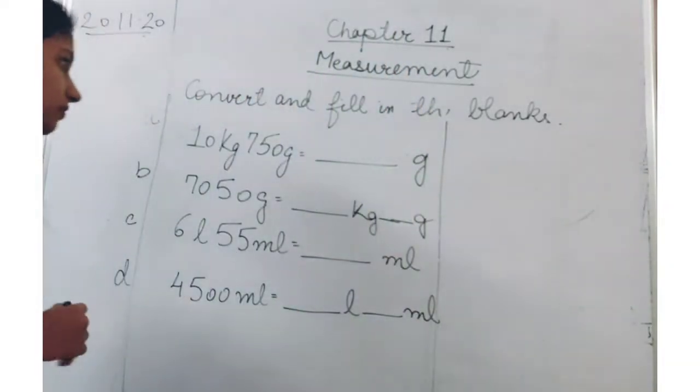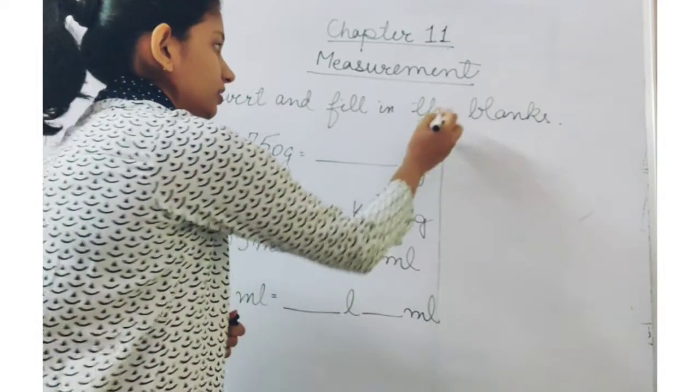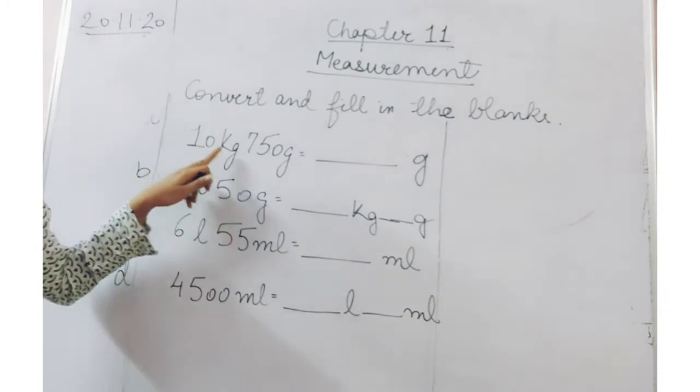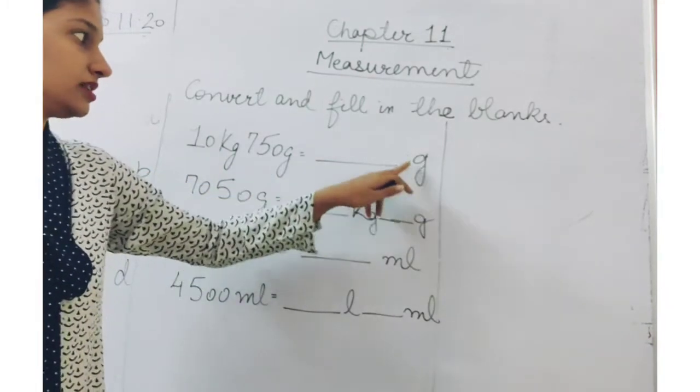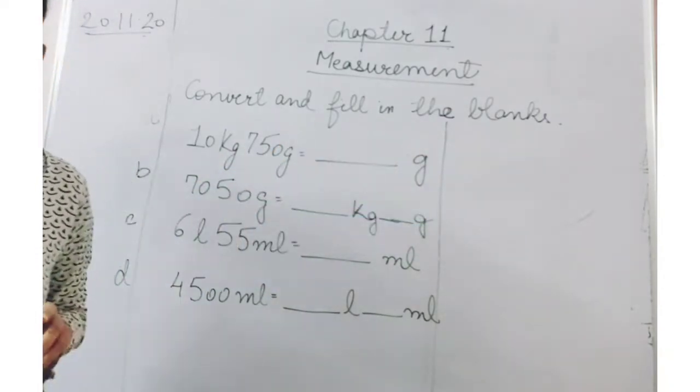Let's have a look at the fill in the blanks. This time we are going to do the conversion in the form of fill in the blanks. The first one here is 10 kg 750 grams is equal to dash grams. That means we have to convert the kilograms into grams.